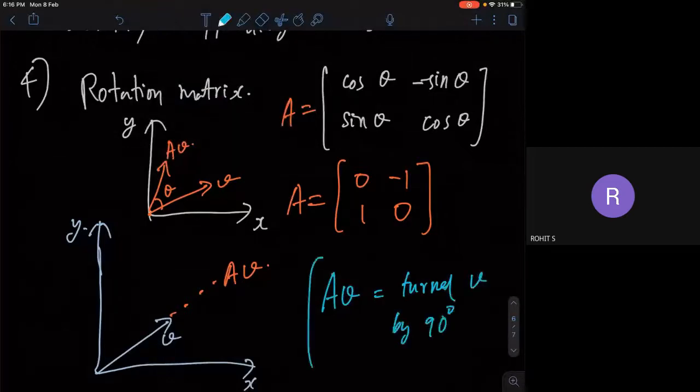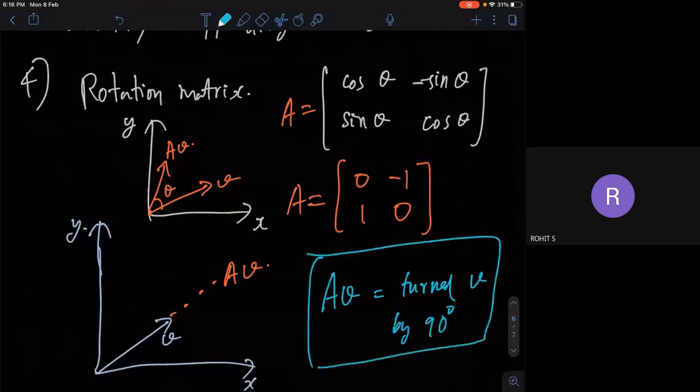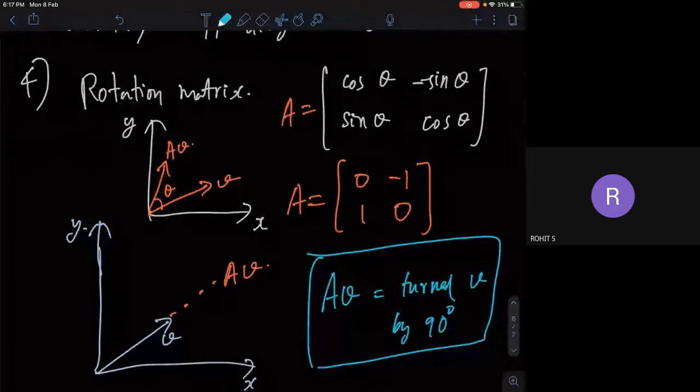Okay, but now I'm asking you to give me the eigenvector and eigenvalue for this matrix. If I'm asking for an eigenvector, the direction should not change in an eigenvector, right? You can't rotate it. So what do we do? Does it really have an eigenvector and eigenvalue?